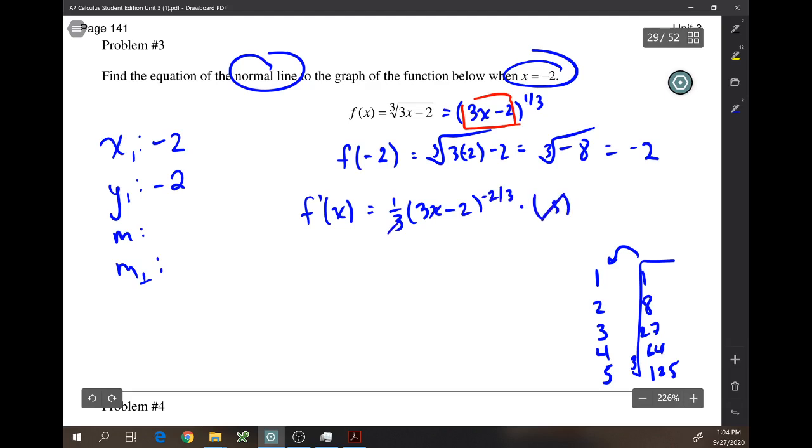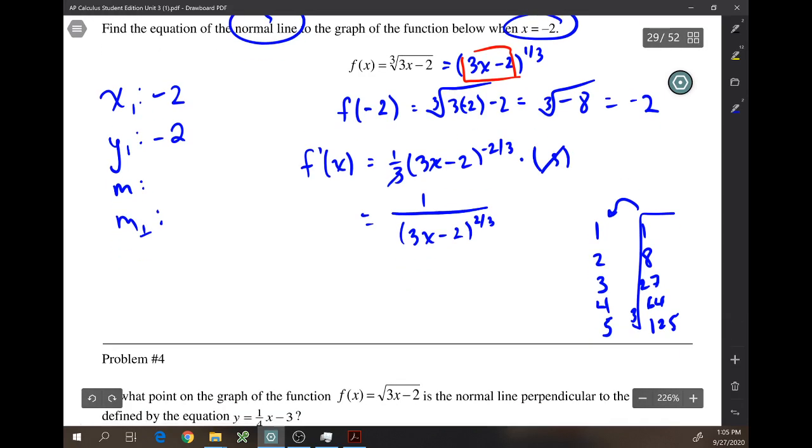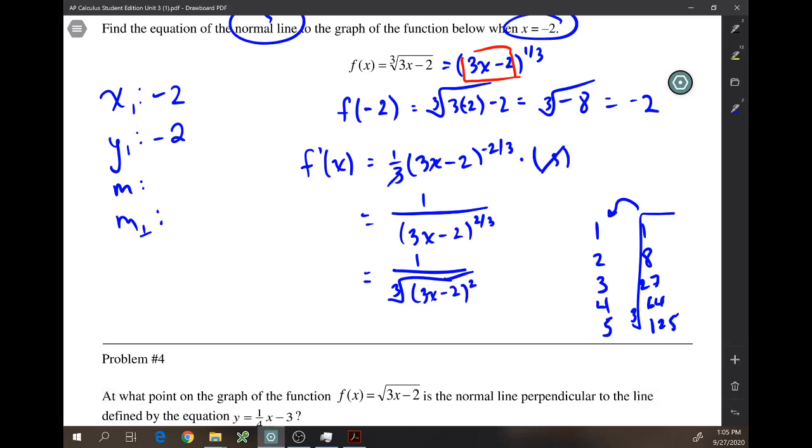Our 3's will cancel out, and so we end up with 1 over 3x minus 2 to the 2/3 power. We can plug in here, but I'm not very good with fractional exponents in my head. If I know I'm going to have to plug in, I like to put it back to our radical form. So it's going to be a cube root because that's on the bottom of our fraction. And 3x minus 2 needs to stay in parentheses. That's being squared, right? The top of our fraction is what goes inside. So that's f prime of x.